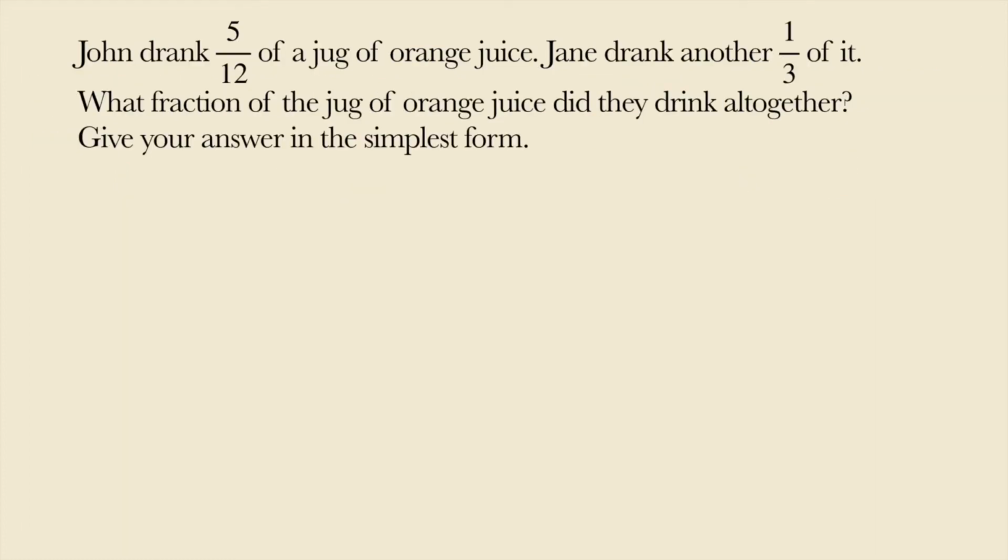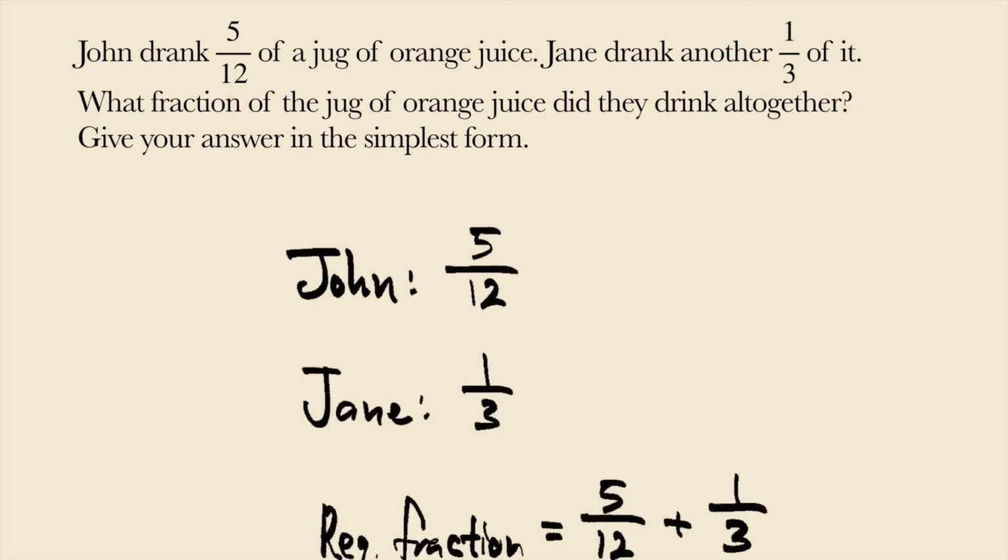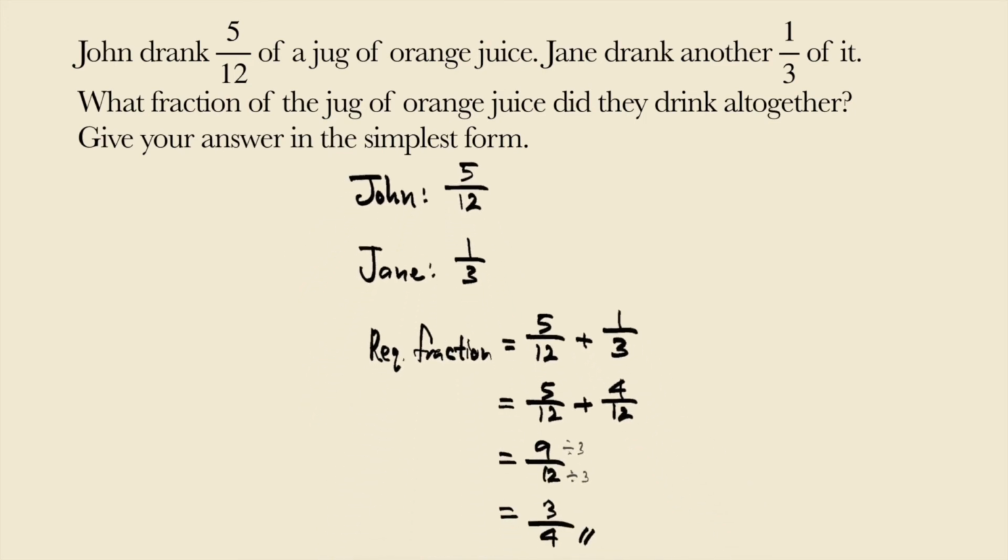John drank 5/12 of a jug of orange juice. So this is units basically. The jug right now is 12 units. Jane drank another 1/3 of it. Hang on, it's the same jug. So why should the denominator be 3? I thought it's 12 units. So what can we do? John 5/12, Jane 1/3. But because it's the same jug, the denominators should be the same. Now anyway, how much did they drink all together?